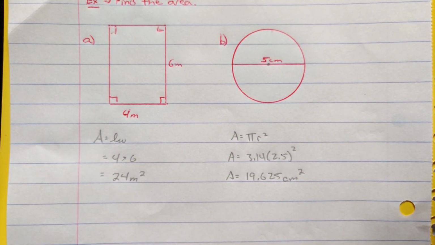So that's some review: Pythagorean theorem, converting units, and area. And we'll get into our prisms and cylinders next.